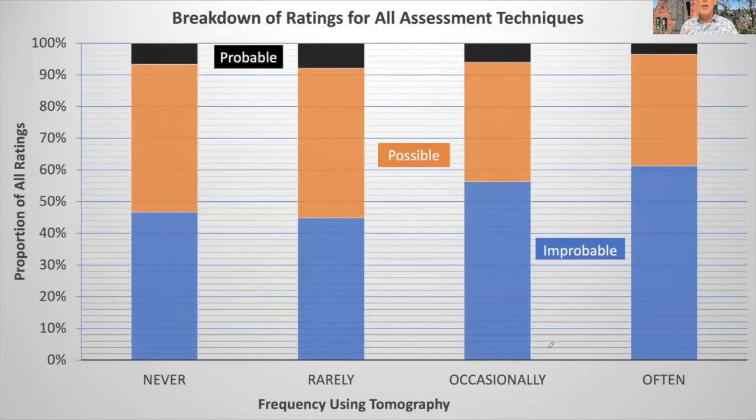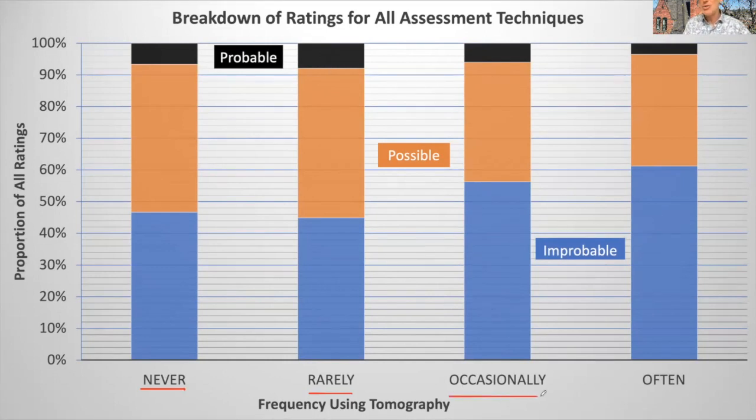How about frequency of using tomography for your risk assessments? People who never used tomography, this was only one of the people who, despite doing risk assessments regularly, just didn't use tomography as part of their risk assessment process. That person came up with a fair number, mostly possibles and improbables, but still 6% or so were probable ratings. People who rarely use tomography, about the same, a few more probable ratings.